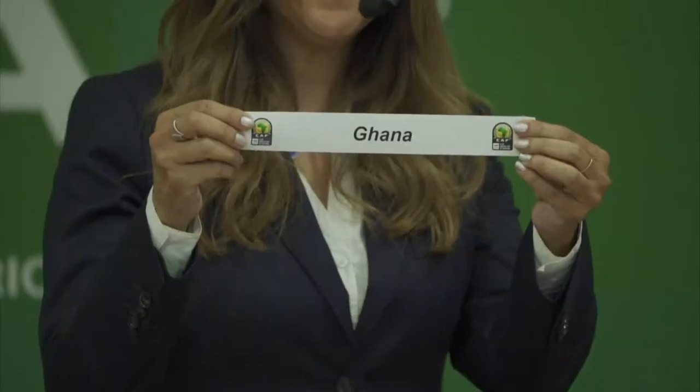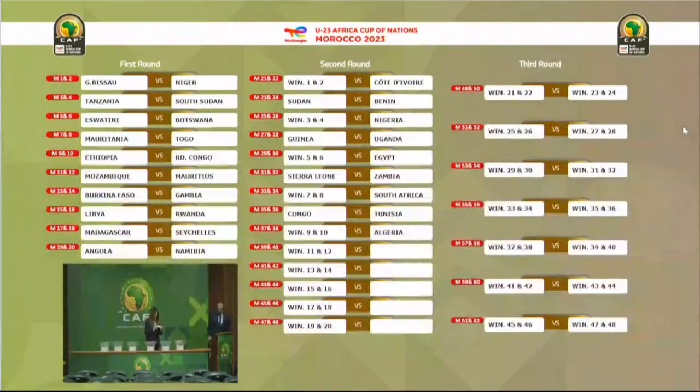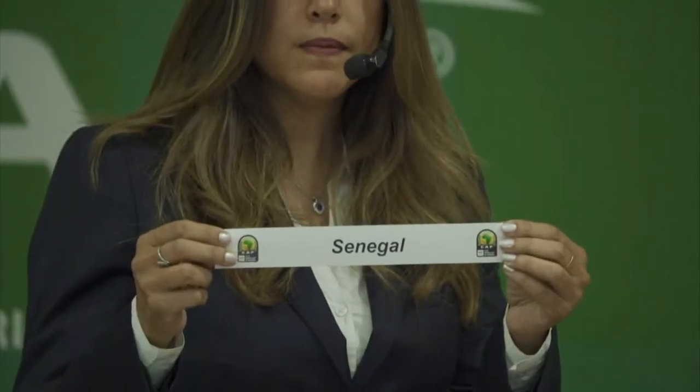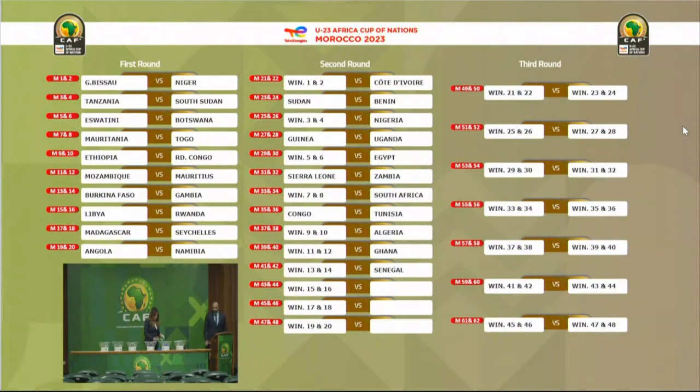Ghana. So Ghana will play against winner of Mozambique, Mauritius, and the winner will play against the fixture of winner 9 and 10 versus Algeria. The next team from level 2. This team will play against the winner of 13-14, Burkina Faso, Gambia. Senegal. Senegal will play against the winner of Burkina Faso, Gambia.